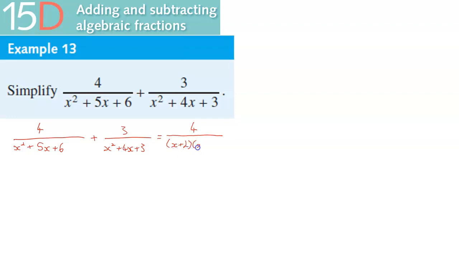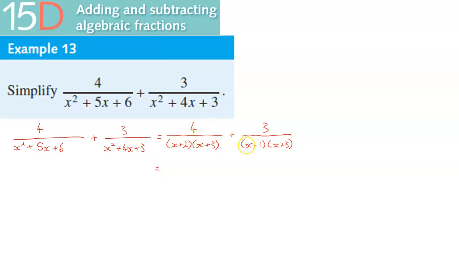x plus 2, x plus 3. In my second fraction, I'm looking for two numbers that add to give 4 and multiply to give 3. That's going to be 3 and 1. Now I've factorised, I can see that these two quadratics share a common factor of x plus 3. So I don't need to multiply by that to get a common denominator.